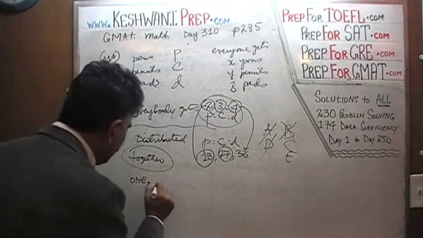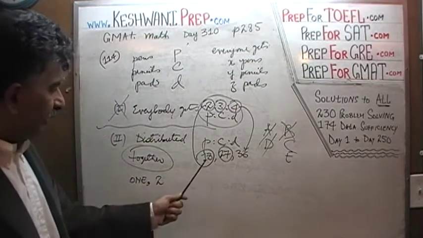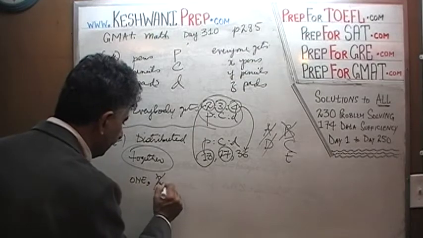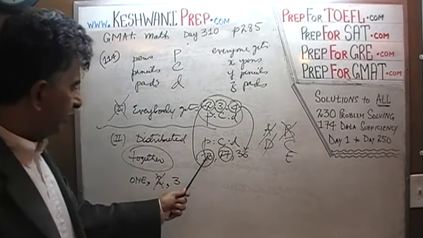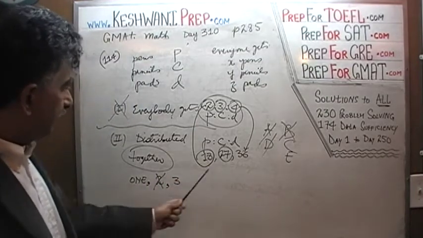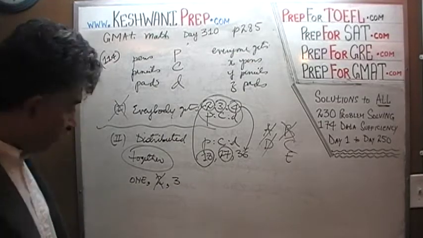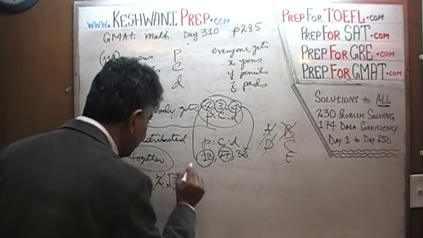Is it possible to have 2 people? The answer is no. We can divide 18 by 2, we can divide 36 by 2, but not 27. That's not possible. Is it possible to have 3 people? We can divide 18 by 3, we can divide 27 by 3. Oh, there you go, 3 is possible. We can divide 36 by 3. It is quite possible to have 3 people.